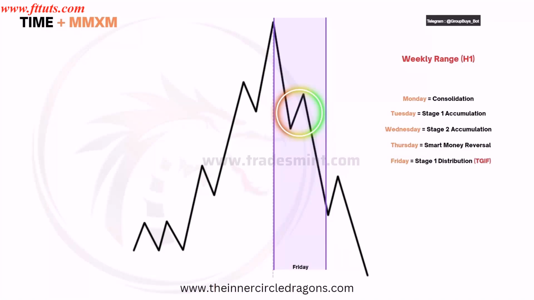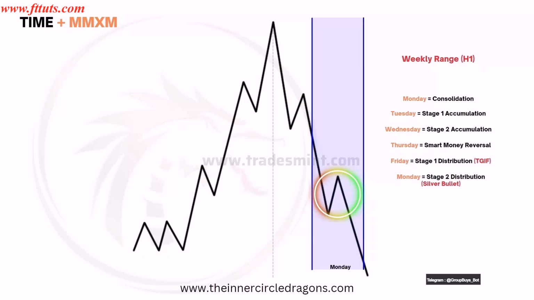We can normally see this in the form of a TGIF trade, where we can retrace from 20 to 30% back into the weekly range that has already been formed. On Monday, in this case, we do not see the consolidation, but instead we see a retracement back into the expansion leg after the first stage of distribution, and our second stage of distribution takes place, which is also our silver bullet. So when we can understand where we are within price delivery, it will help us to identify when we want to be in a trade and when we don't.